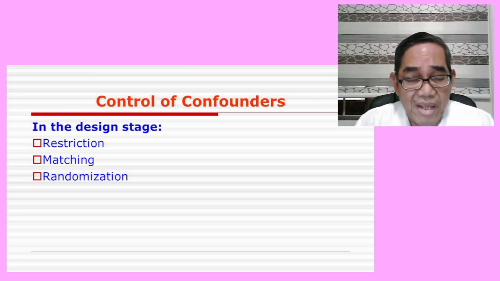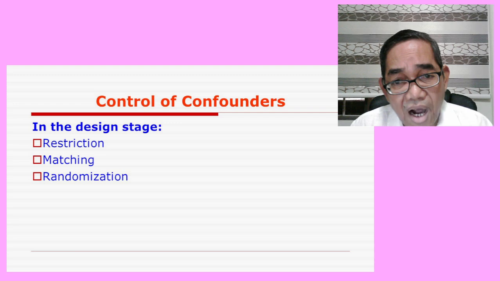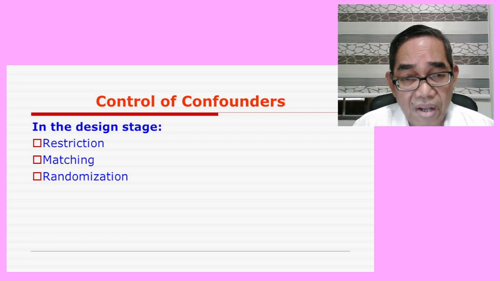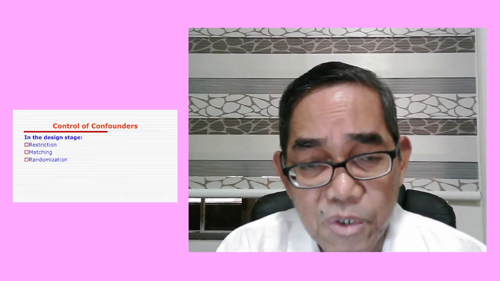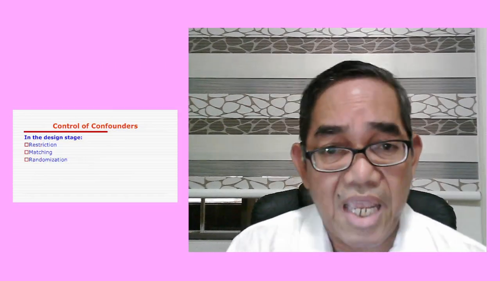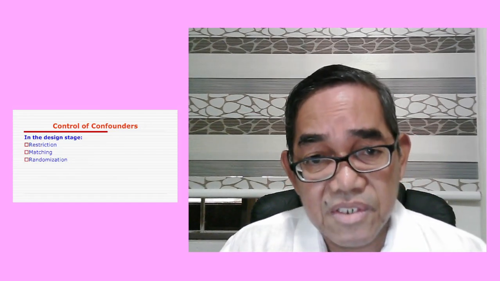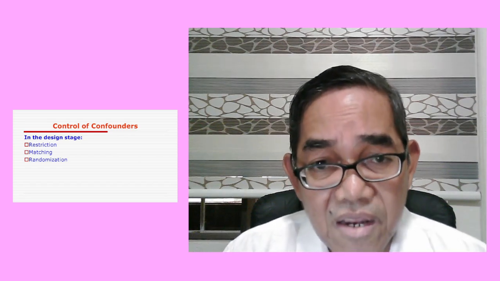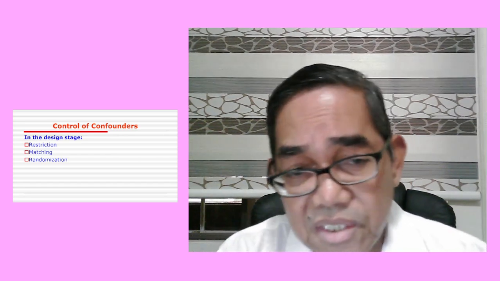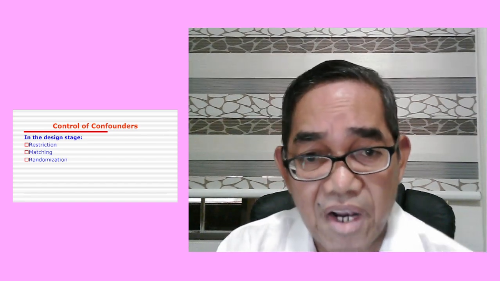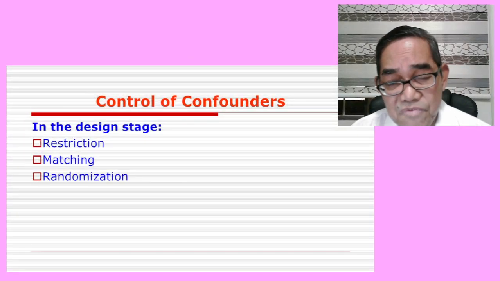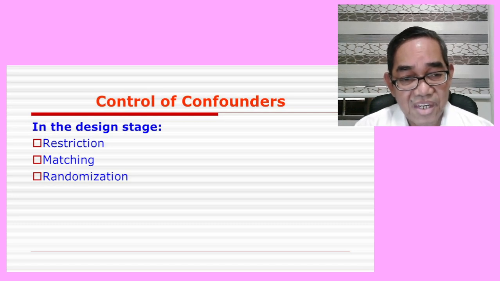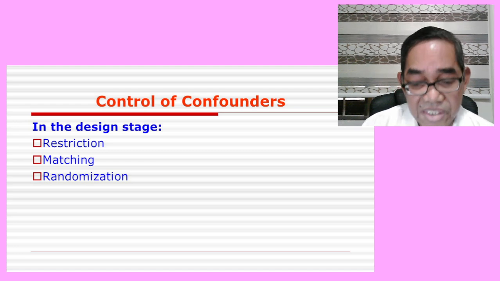And then the last is randomization. Randomization is done in a clinical trial. And we know that when we do randomization, we make the characteristics of the two exposure groups, of the two treatment groups, the same, as long as the sample size is fairly large. So we make the characteristics of the two groups equal, and if the characteristics of the two groups are equal, we actually remove the confounders. Okay, so these are the ways to control for confounders in the design stage.